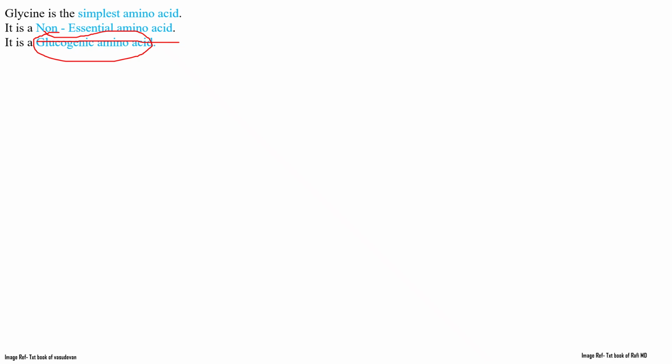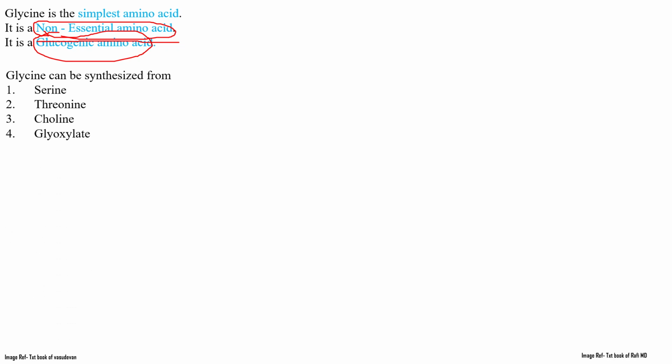Now we will discuss how glycine is synthesized. I already discussed that it is a non-essential amino acid, which means it can be synthesized in my body. It can be synthesized from serine, from threonine, from choline, and also from glyoxylate. We will see one by one how glycine is synthesized.